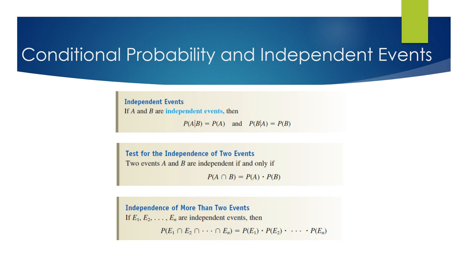Whereas if there is some sort of difference, then that means that there is some dependence, and I have to sometimes adjust for that. Independence of more than 2 events. So basically, again, if I want to know if more than 2 events are independent, then I would need to figure out what the probability of all of those events occurring at the same time is, and then I would take the probability of each individual event and multiply them together and see if I get the same thing.